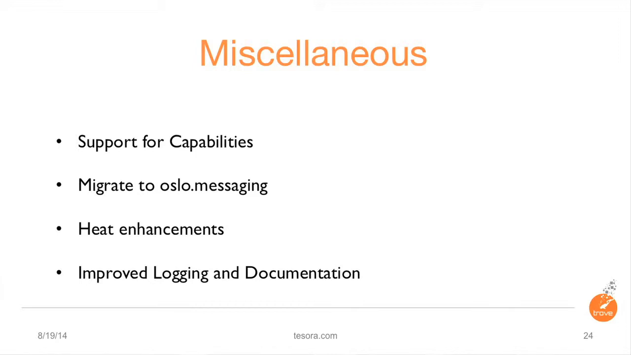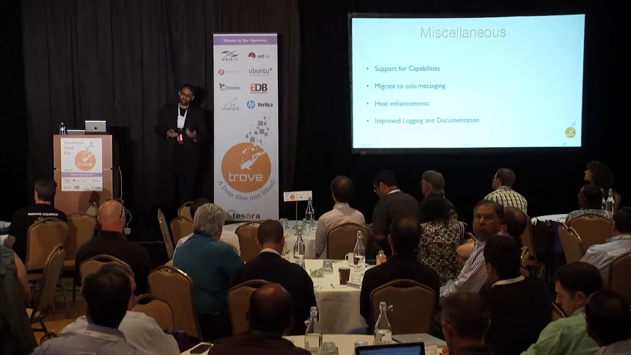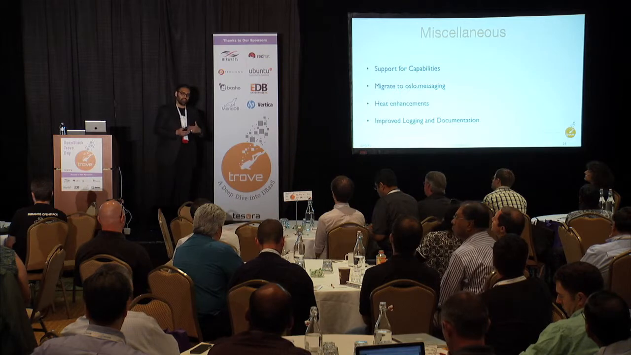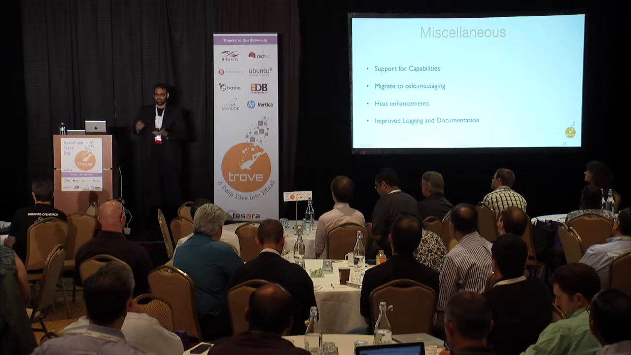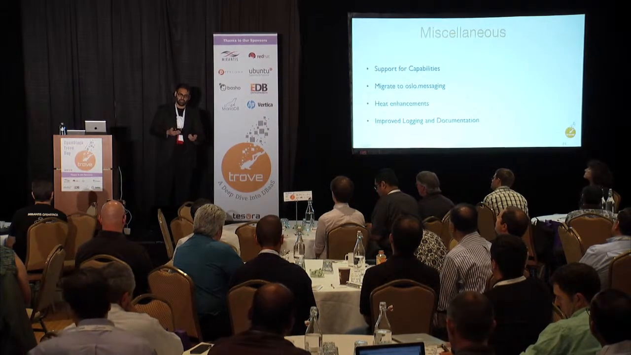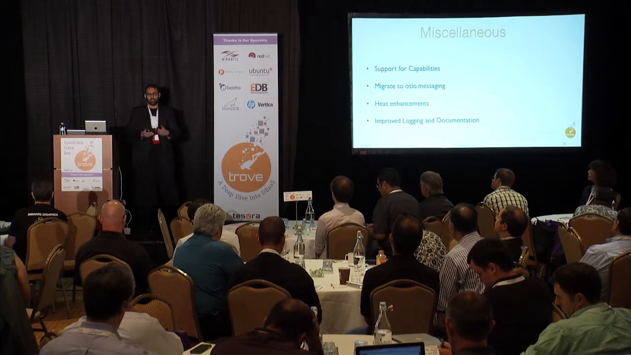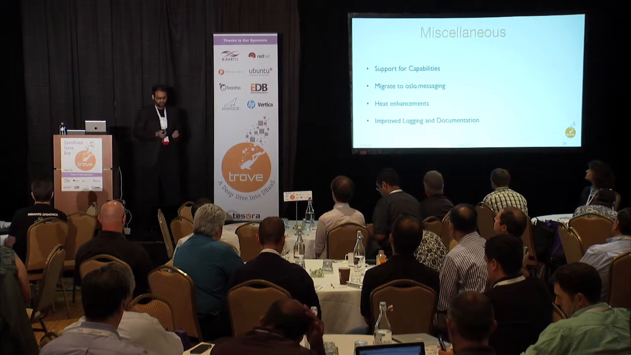Some of the miscellaneous items that we're trying to complete in Juno: support for capabilities. The idea here is basically for Horizon to have a way to query what things are turned on or turned off in your particular deployment of Trove so that it's able to display the correct UI panels to the user based on that. So for example, if you didn't have volume support turned on in your deployment of Trove, then there's no sense in showing the volume options in Horizon. So have a way for Horizon to determine that programmatically and turn it off.